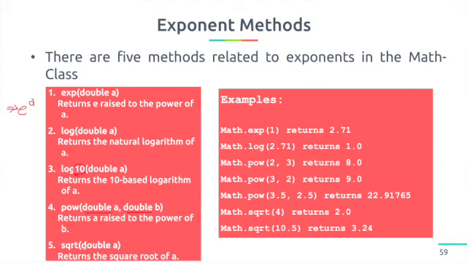The way we write these methods is, first we have to add the name of the class, which is Math.exp, to return e raised to the power of whatever value. Here it is a, so it will return the value of 2.71. If we want to use log, we write it in the same manner. Pow will return 2 to the power of 3, which is 8, and other examples apply in the same way.